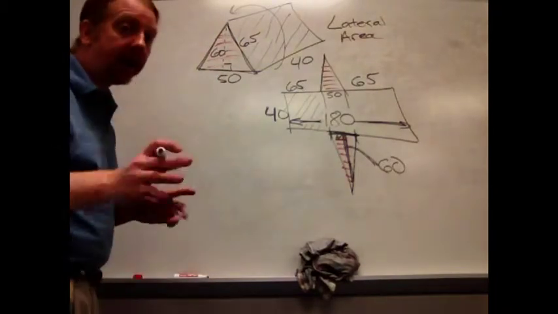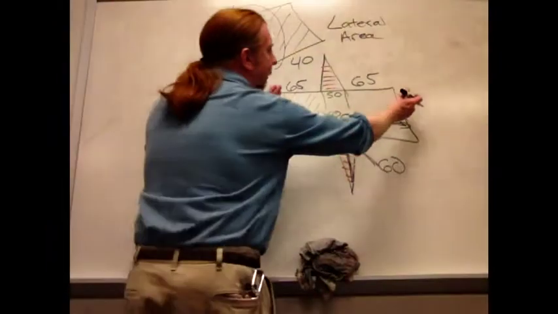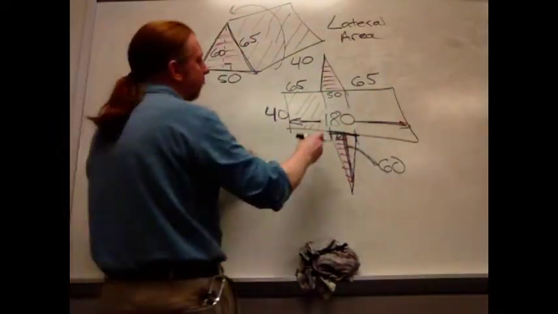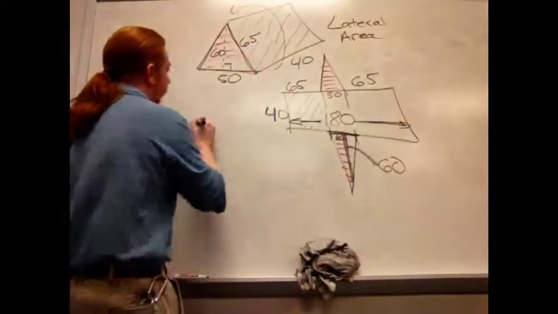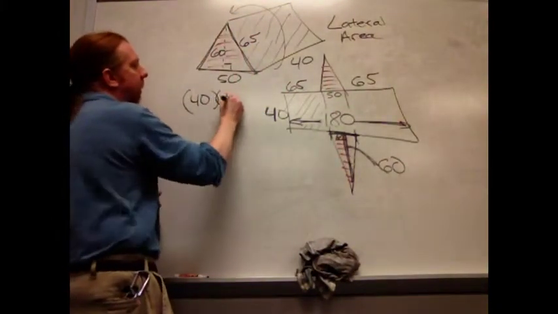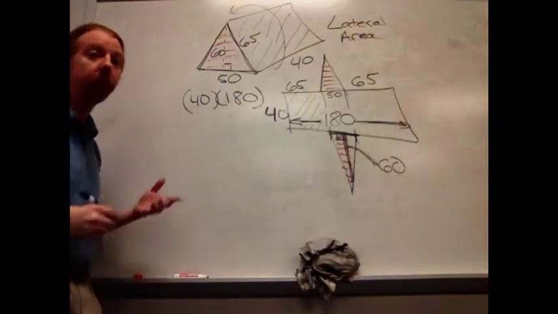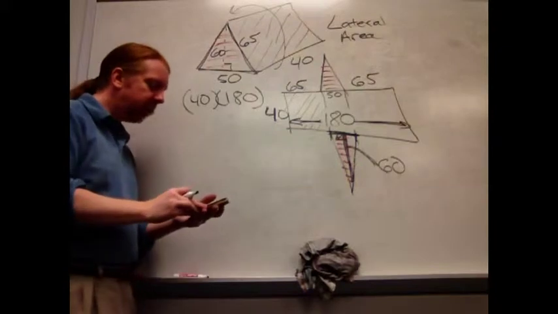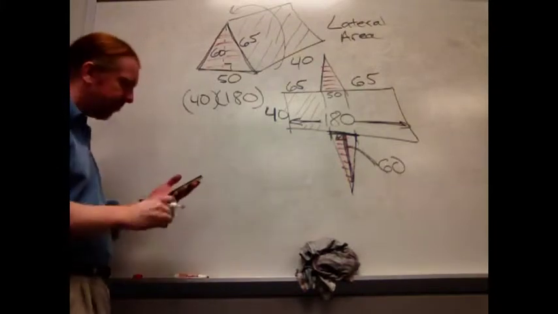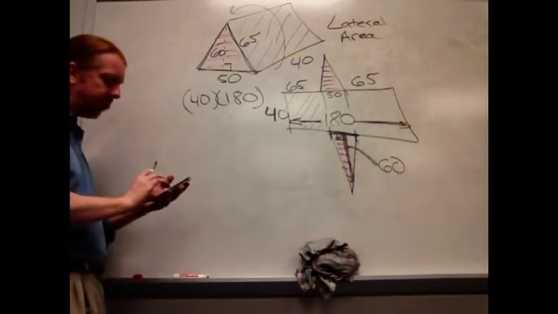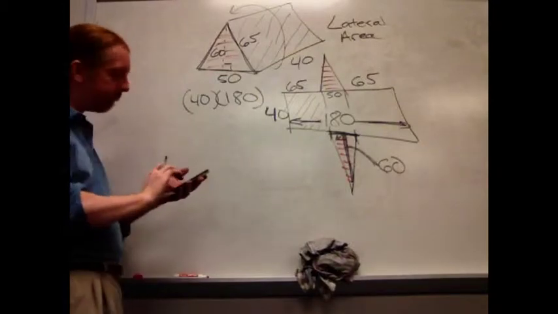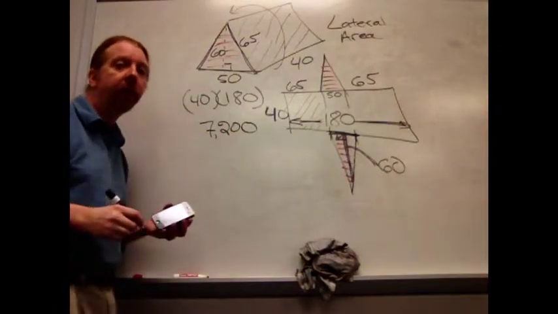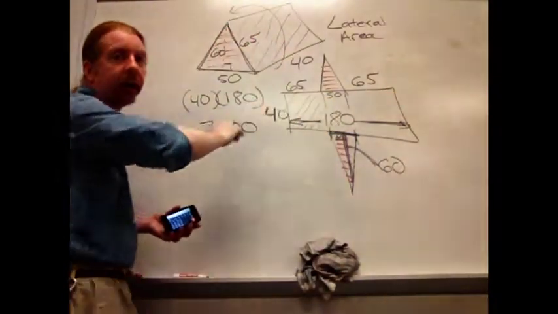Now I can go ahead and start calculating my areas. Let's get this lateral area first. Remember, lateral is the wraparound piece. So that's this area here. And that's going to be 40 by 180. It's a rectangle. We can find the area of a rectangle. We've been doing that for years now. So I go ahead and calculate that. My gut wants it to be 7,200. Let's see if my gut's right. 180 times 40 puts me at 7,200 square units. Now that's this lateral piece right here.